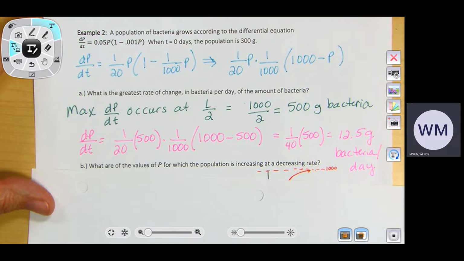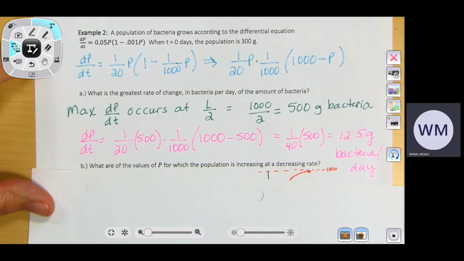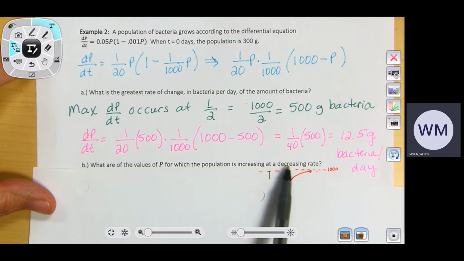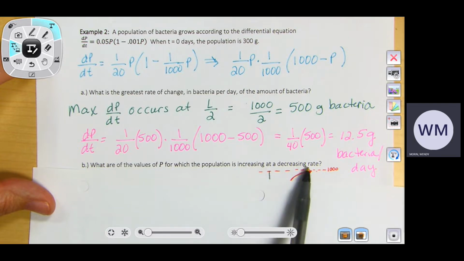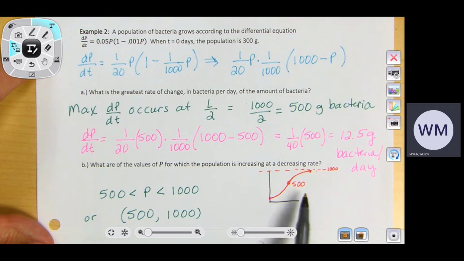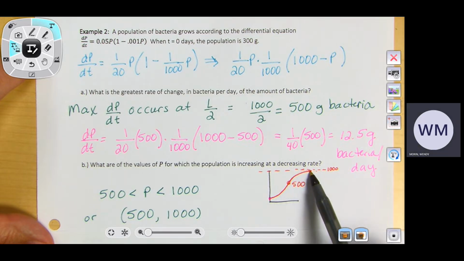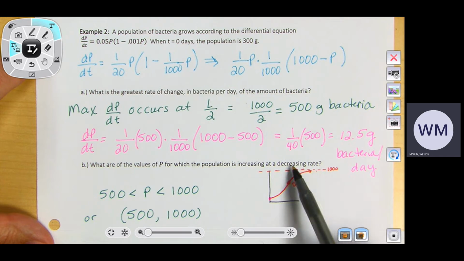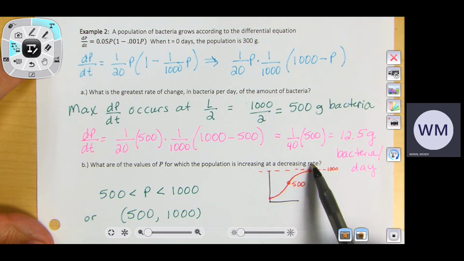So make sure that you are answering the question. Again, if I'm going too fast, just stop the video and you can copy these things down. For part B, what are the values of P for which the population is increasing at a decreasing rate? That goes back to units 5 and 6, I believe. So let's take a look here. Your population is increasing at a decreasing rate.